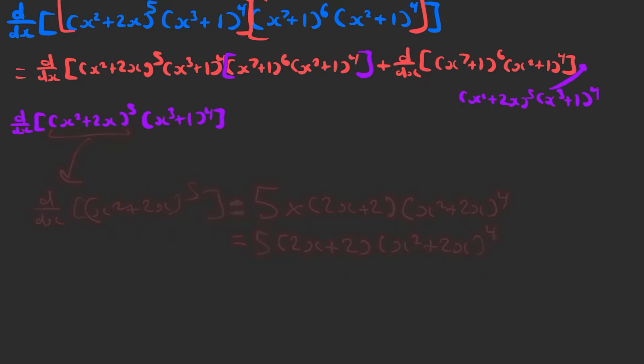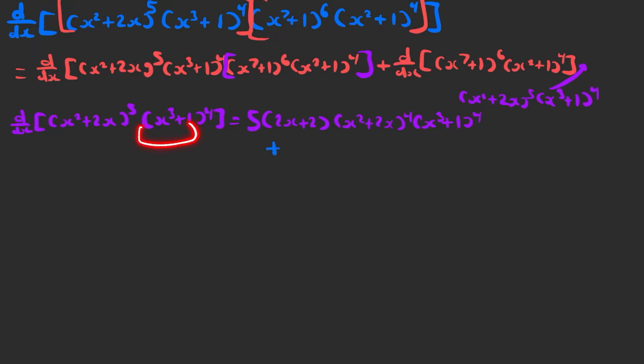So 5 times (2x plus 2)(x squared plus 2x) to the power of 4. Okay, so that's the derivative of that, multiplied by (x cubed plus 1) to the power of 4. Now we have to add this to the derivative of this times this.